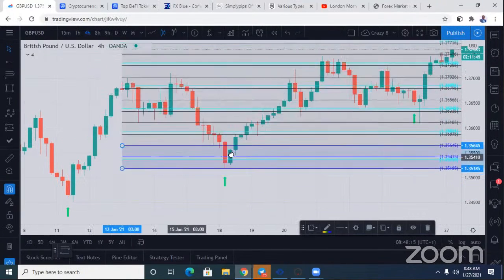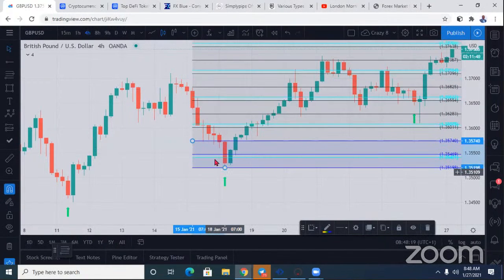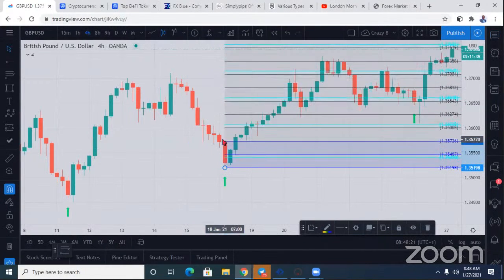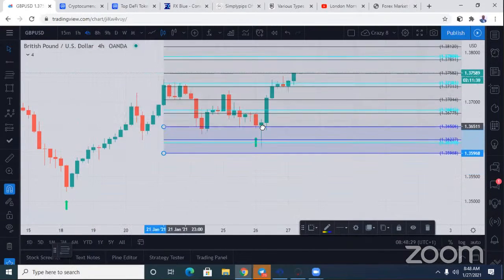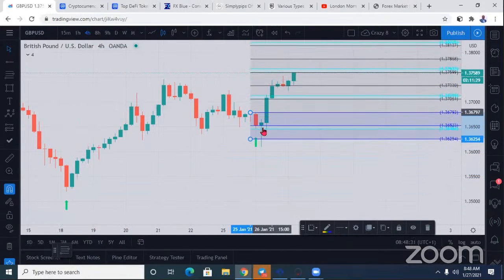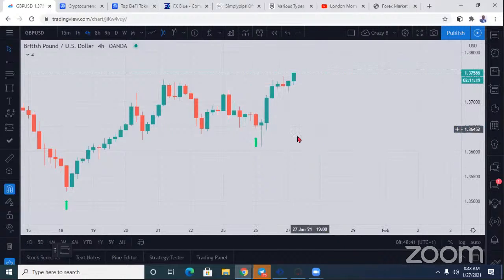Well, the second week, again, it never even came back close to the AQZ box and ran away. And then the third week, same thing, running away. So how would we have traded GU? How would we have then traded GU?